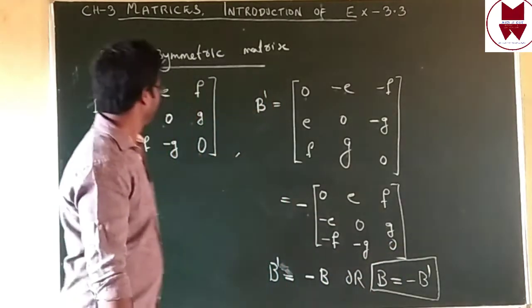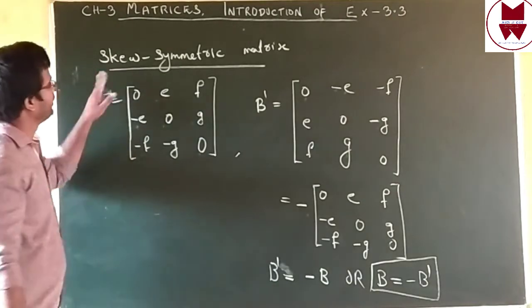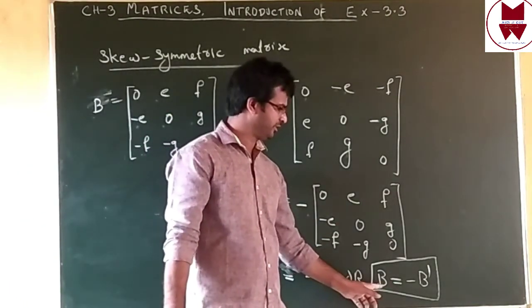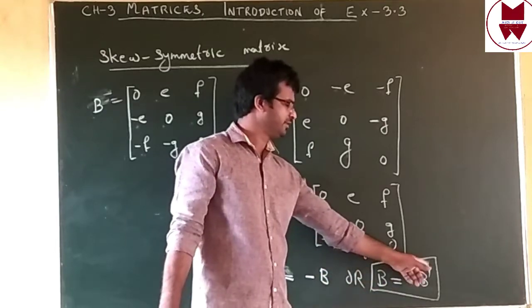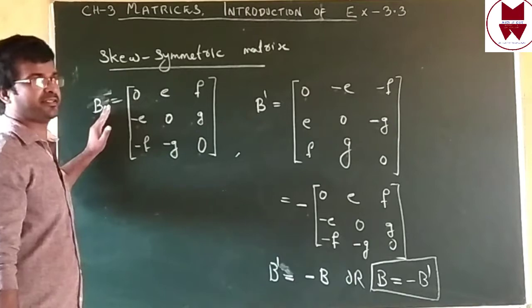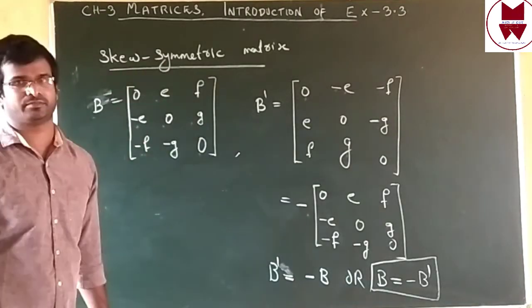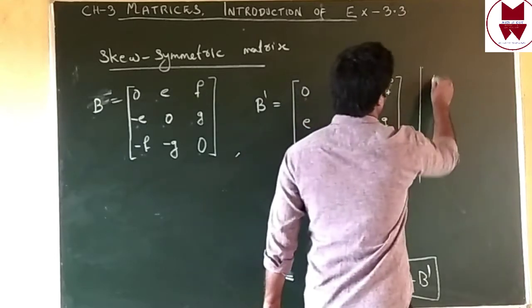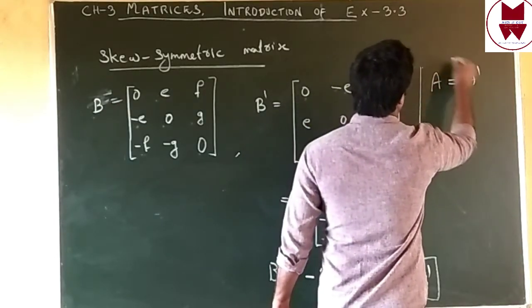At that time, this B is known as skew symmetric. If any matrix satisfies this condition, B equal to minus B transpose, this matrix is known as a skew symmetric matrix. Okay. Keep in mind, this is symmetric.